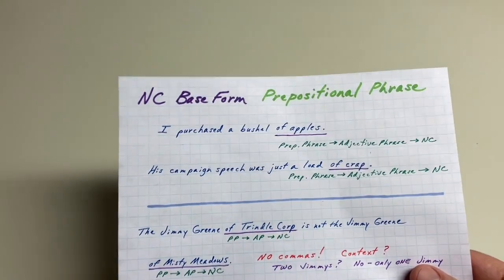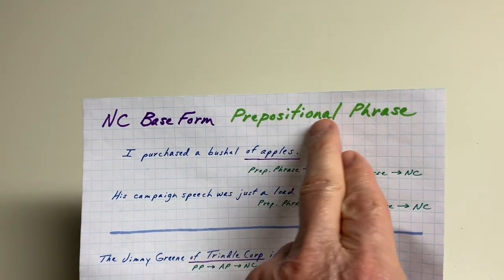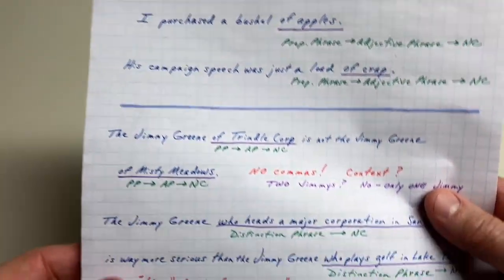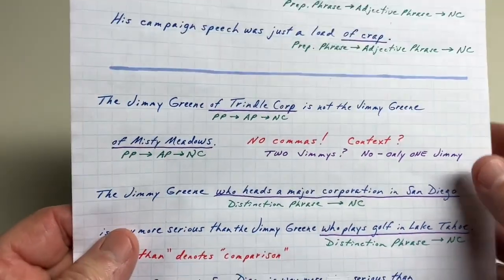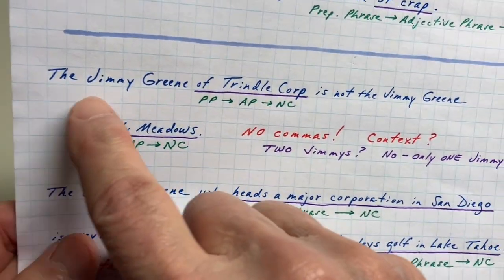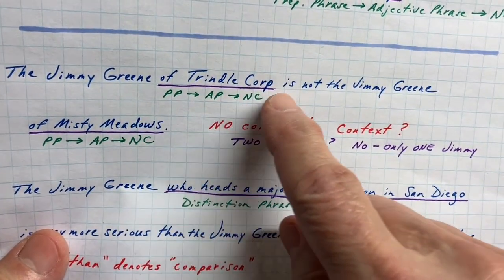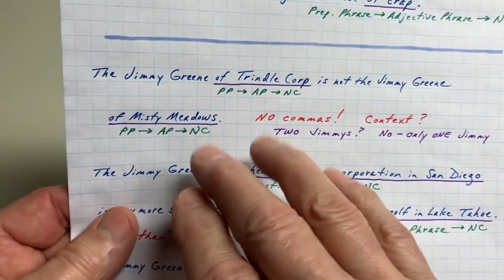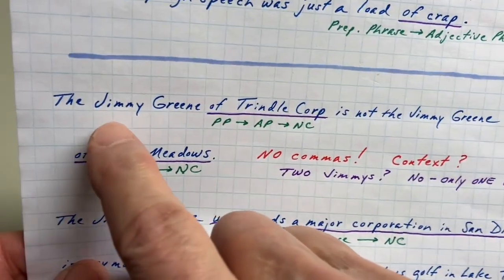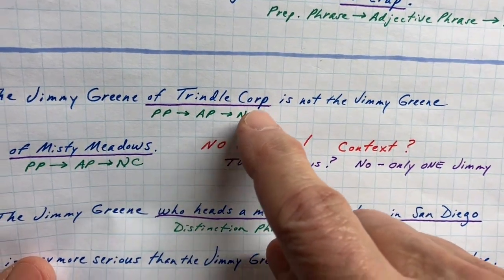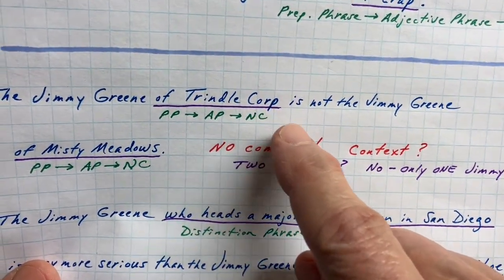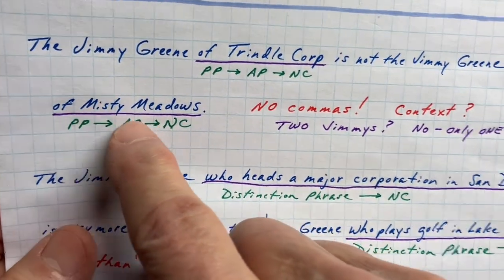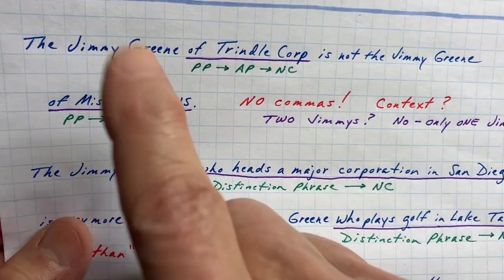Now we can get back to the prepositional phrase functioning as a noun complement, all right? So let's move forward and get into the good stuff. The Jimmy Green of Trindlecore is not the Jimmy Green of Misty Meadows. Okay, here you have a sentence. The Jimmy Green of Trindlecore, okay, that's a major corporation, is not the Jimmy Green of Misty Meadows. And that's a fancy golf course, all right?